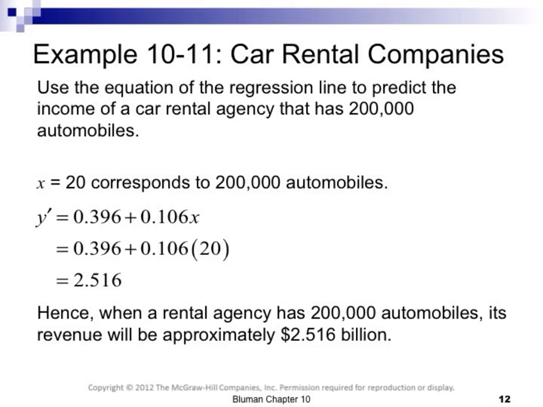And that's a prediction because there maybe was not data right there to get a number. So you make a prediction and its revenue will be approximately 2.516 billion. So this is the same data, the same equation used here, but we just are making a prediction of what happens when x is 20. And we get our y.